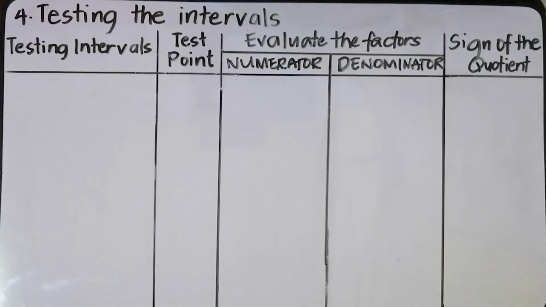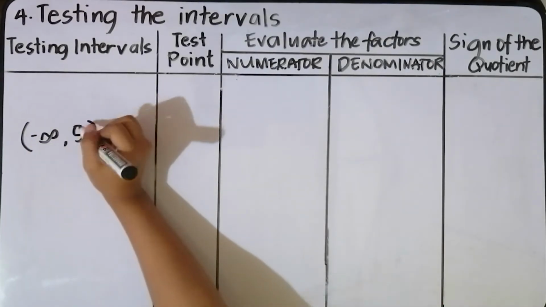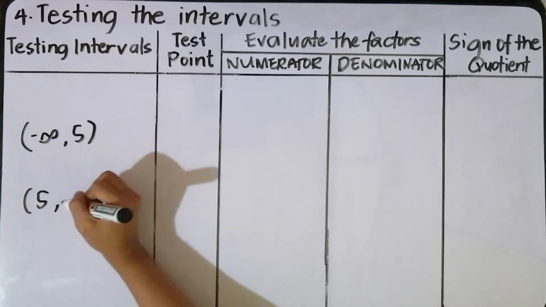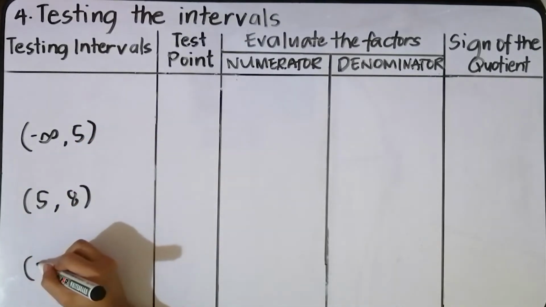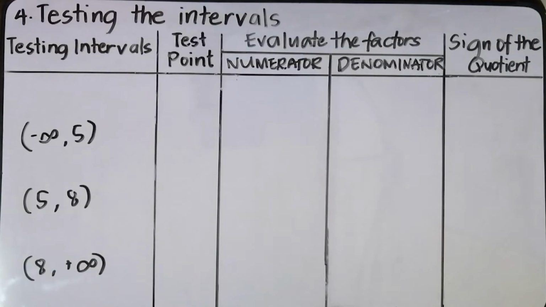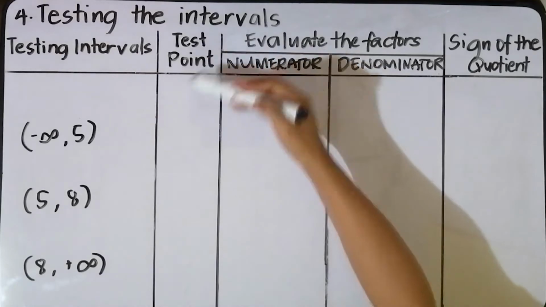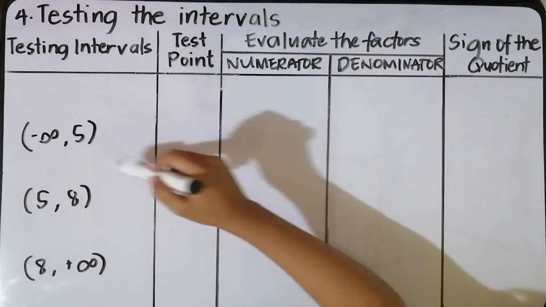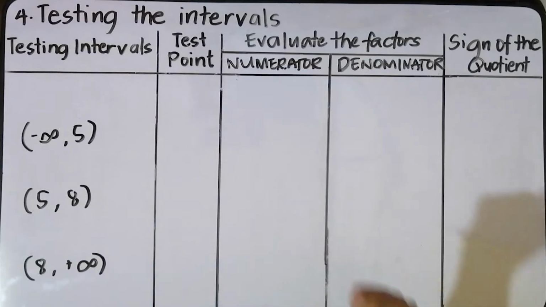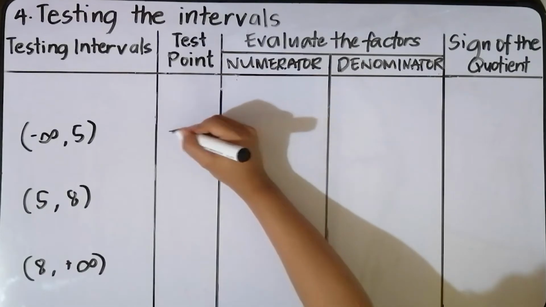For the fourth step, we have testing the intervals. So what are those intervals? From step 3, we have negative infinity to positive 5, positive 5 to positive 8, and last, positive 8 to positive infinity. So what is the next column in this table? We have the testing point. For the first interval, we consider a testing point in between that interval. So, we can consider negative 10.